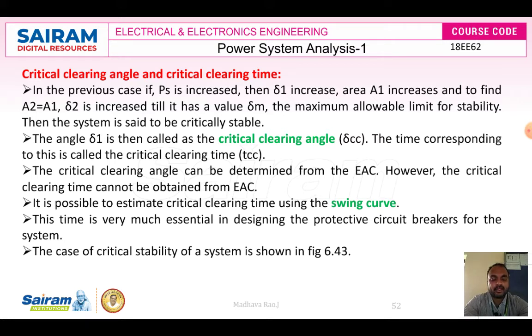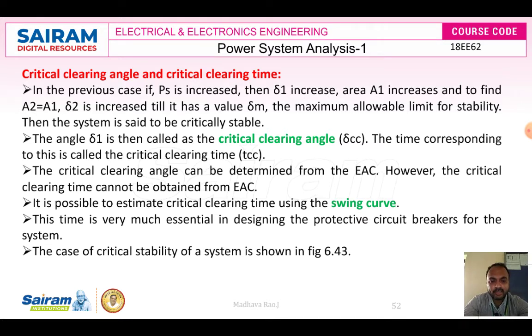We can only find the critical clearing angle from the EAC, equal area criteria. Critical clearing time we can find from the swing curve. This time is very essential in designing the protective circuit breaker for the system. Circuit breakers are protective devices. We have various types: vacuum circuit breaker, air blast circuit breaker, oil circuit breaker, SF6 circuit breaker, and miniature circuit breakers.